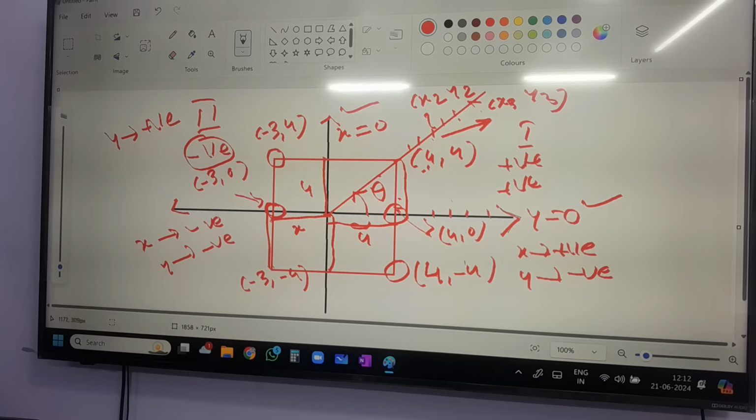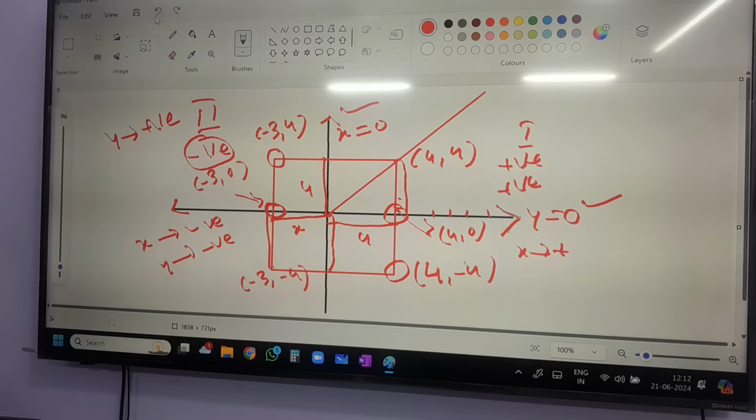Let me just show you. Let me go back and focus on the physics graph now. Let's focus on the ST graph. What is the ST graph? ST graph means the displacement time graph, right? The displacement time graph.